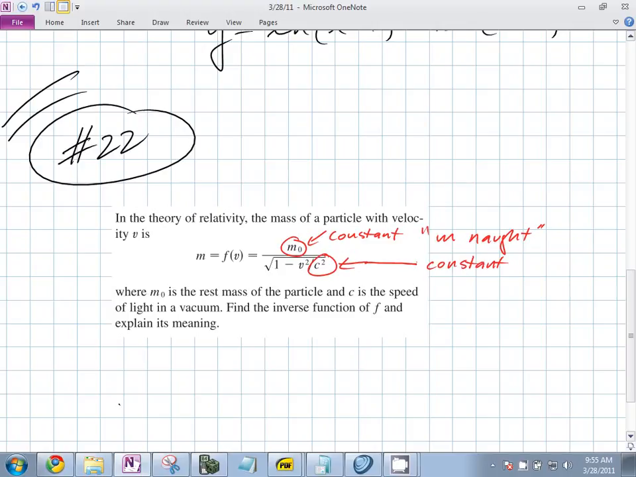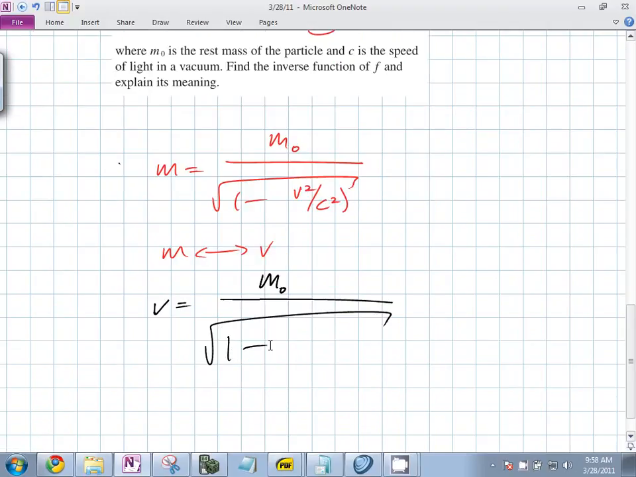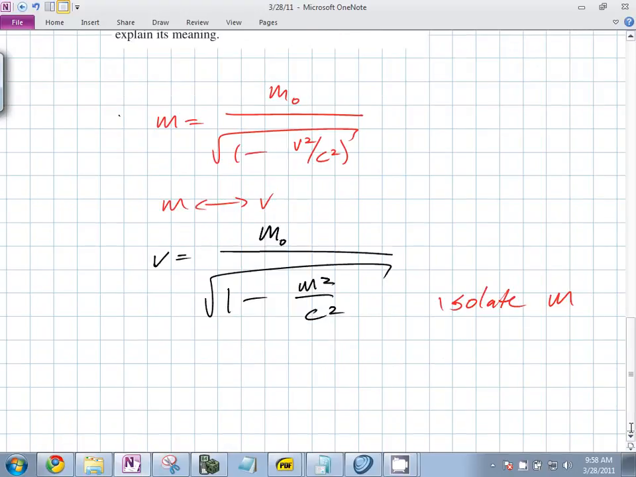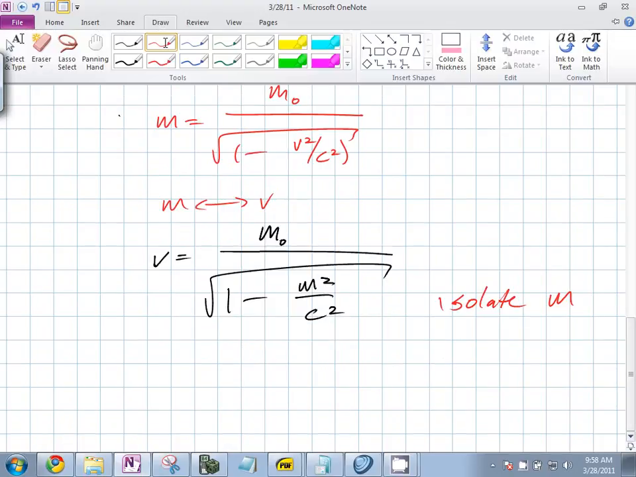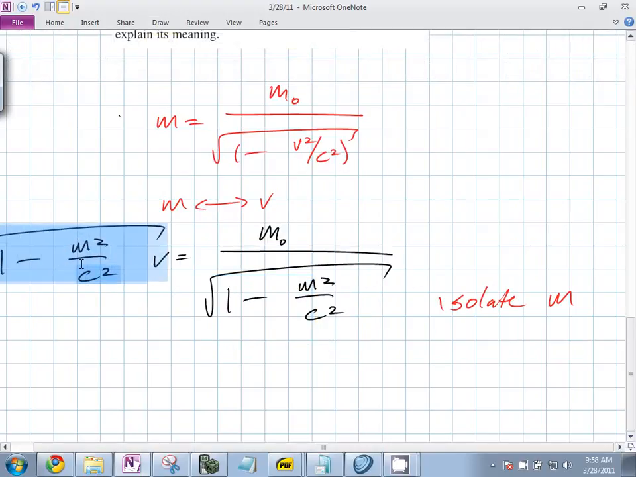So v is equal to m naught, that stays the same because it's a constant, all over the square root of 1 minus v squared over c squared. And now what do we have to isolate? What are we isolating? M. Right. So what do we multiply by? We could take this right here, or we multiply both sides by it. So what does it become?